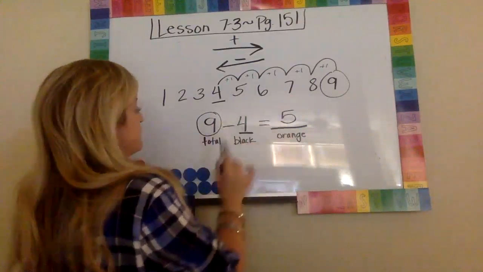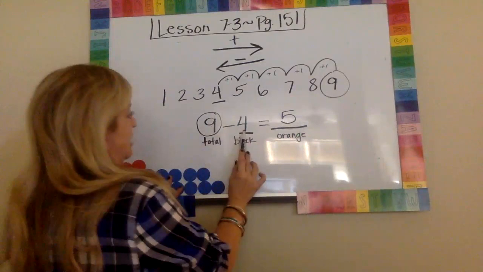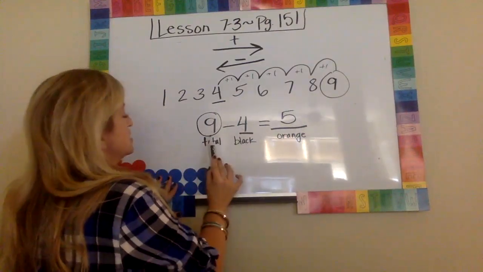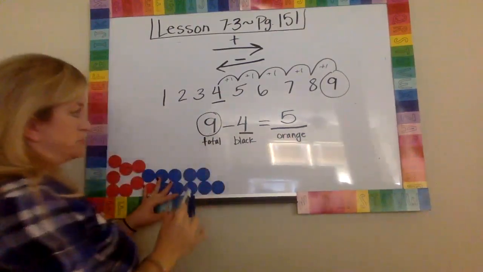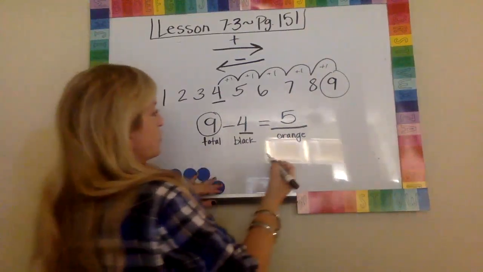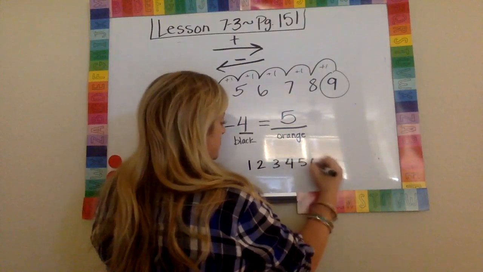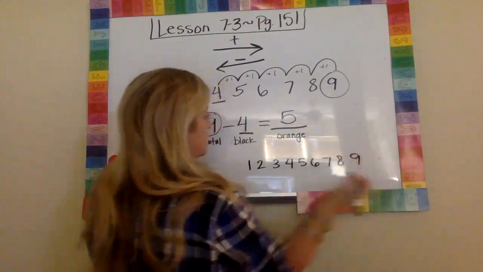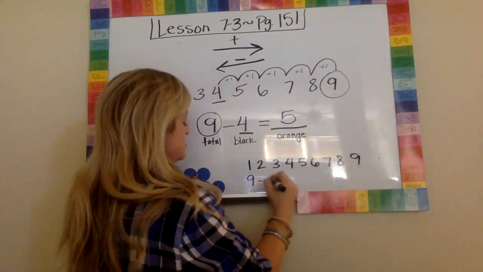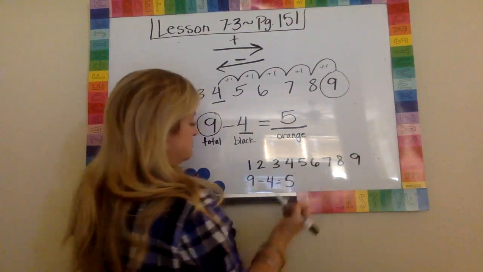Now, that is the first way that we did it, where I taught you to count on from the smallest number, stopping at the number you're subtracting from. The other way that we did it was a little bit different, and I just want to show you in case you can do it. So it's 9 minus 4 equals 5.